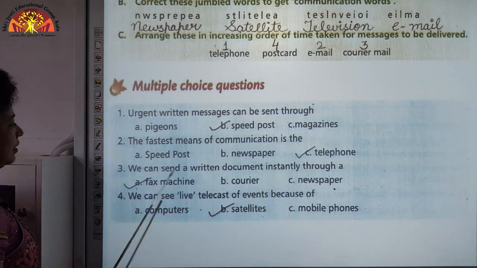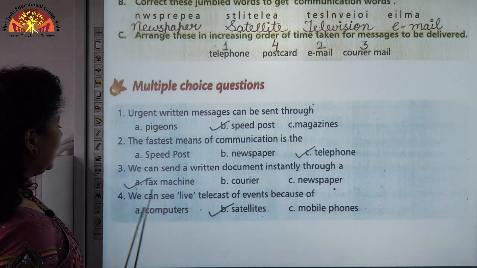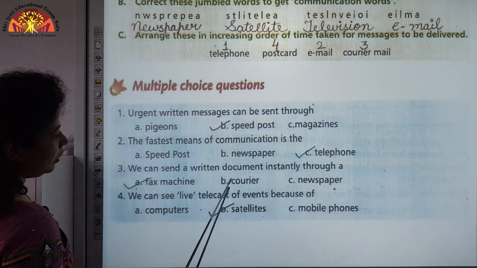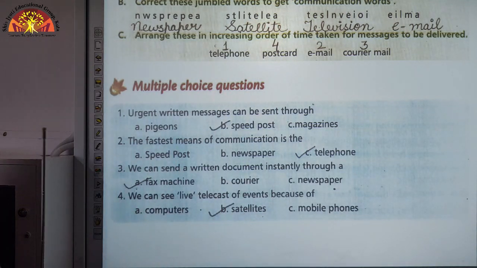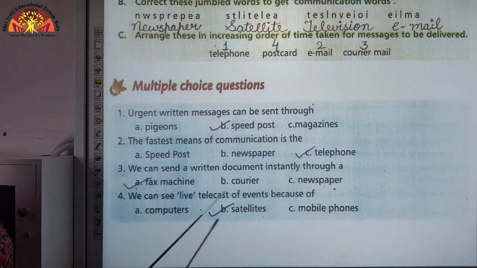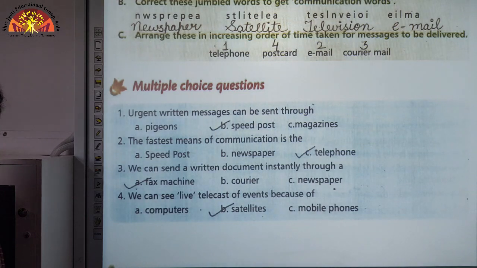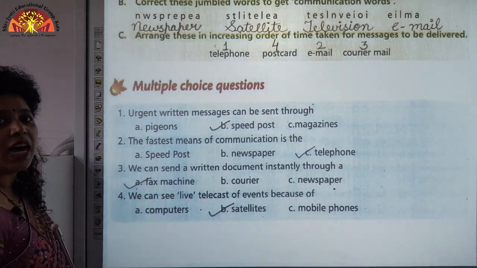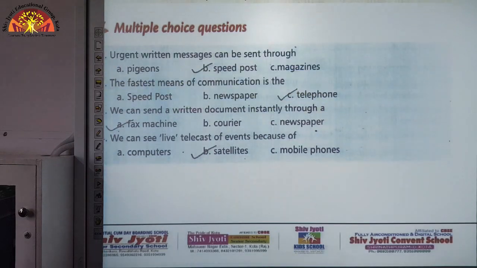Telephone. Question 3. We can send a written document instantly through A. Fax machine, B. Courier, C. Newspaper, and the correct answer is fax machine. Question 4. We can see live telecast of events because of A. computers, B. satellites, and C. mobile phones. Like I discussed before, we are able to see live telecast of sports events and other events because of satellites. Now let us come to the copy work.